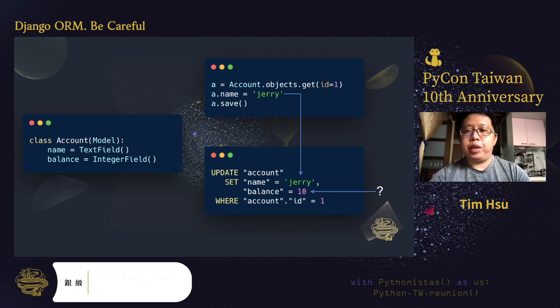In the top code block, we just set the name and save it. But when you see the underlying SQL for the save method, even if you intend to save the name Jerry only, Django doesn't know it. Django knows the whole row of data, including balance and name, and saves the name and the balance back, so the balance may be polluted.